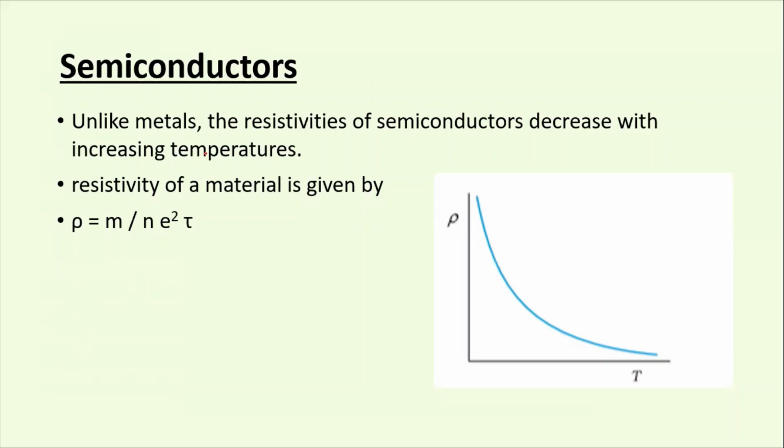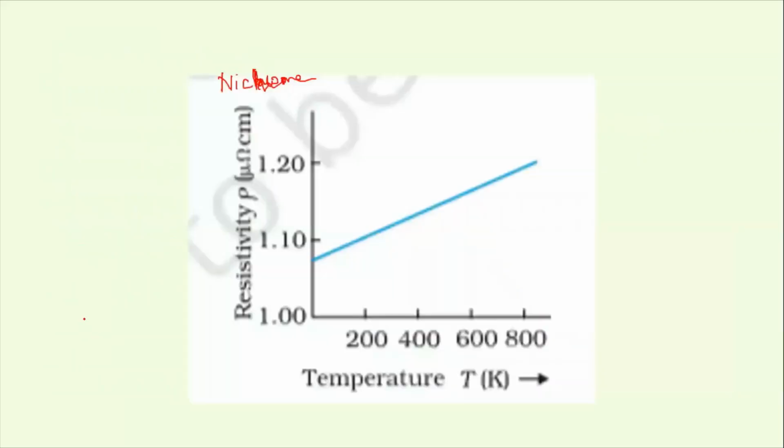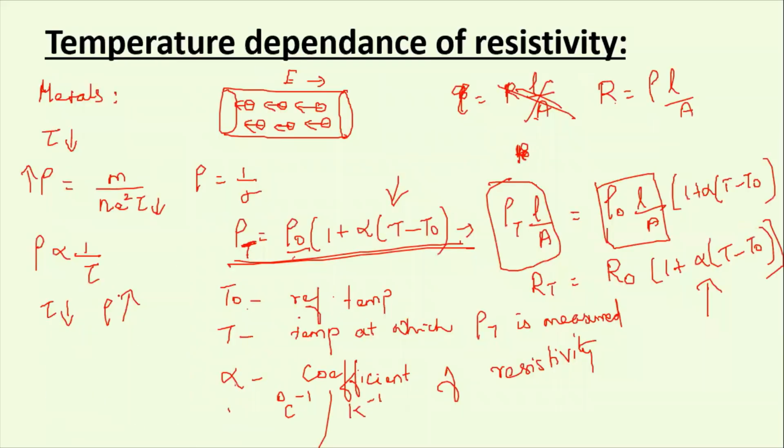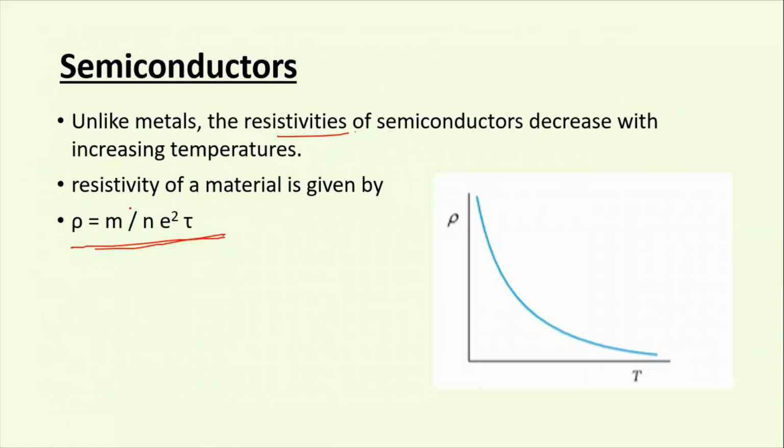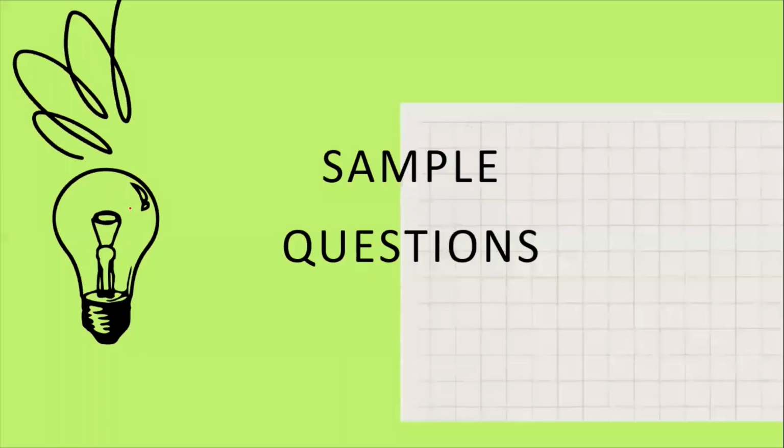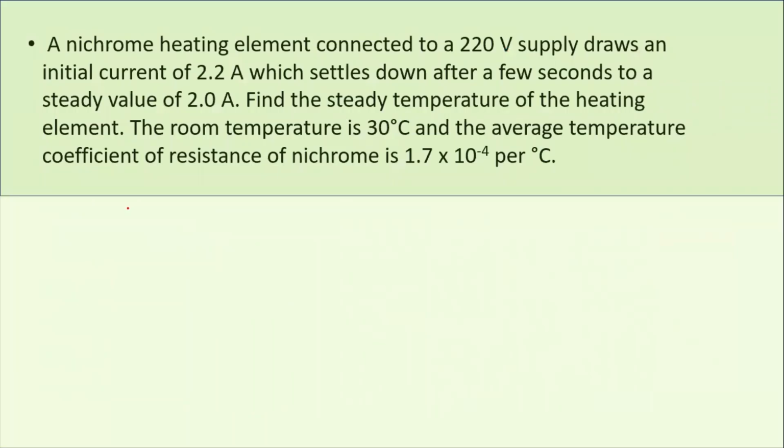Now coming to semiconductors. For a semiconductor, the resistivity will decrease with increase in temperature. As I told you, the conductivity will increase when you increase the temperature, so the resistivity will decrease. This is the formula that we saw on the first sheet: rho is equal to m by n e squared tau. That is, resistivity is the inverse of conductivity. I hope this is understood. So with this basics, we are going to solve two numericals based on the formula that we discussed.